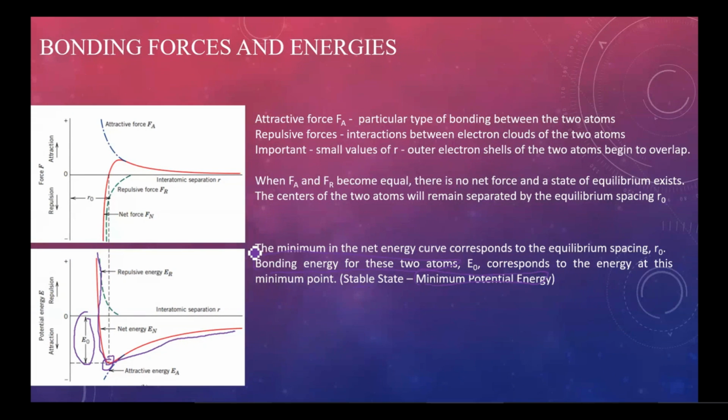No, I said that at this point, if you look at the net energy curve, this is the point having the minimum potential energy. That means at this point your bonds would be very happily existing together. All right, they would have minimum resistance to their bond. But if you have to break the bond, you would have to supply this much amount of energy, E naught, in order to overcome the bond. Clear enough?